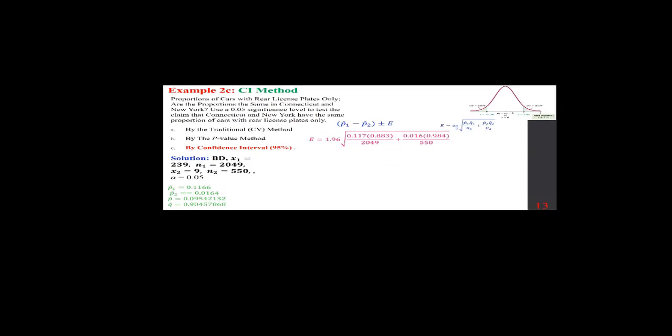So having said that, all we have to do now is add and subtract this when it comes to P1 hat minus P2 hat. We finish this first. It gives us E of 0.017482. So P1 hat minus P2 hat.